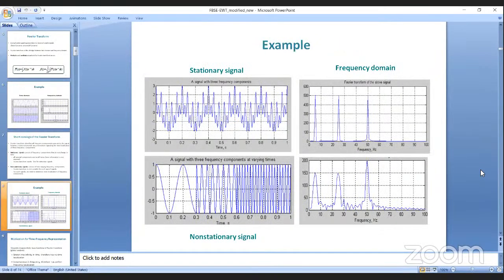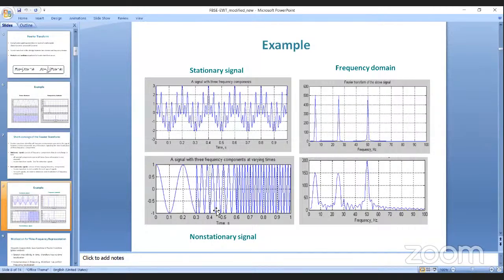So this is one example that we will see, for a stationary signal and a non-stationary signal. The first signal has three frequency components. It is a superposition of three sinusoids: 5 Hz, 25 Hz, and 50 Hz. When you look at these three frequency components, they are present at any point of time. So this is one example of a stationary signal. When you take a Fourier transform, on the right-hand side you can see three peaks: one at 5 Hz, the second at 25 Hz, and the third at 50 Hz.